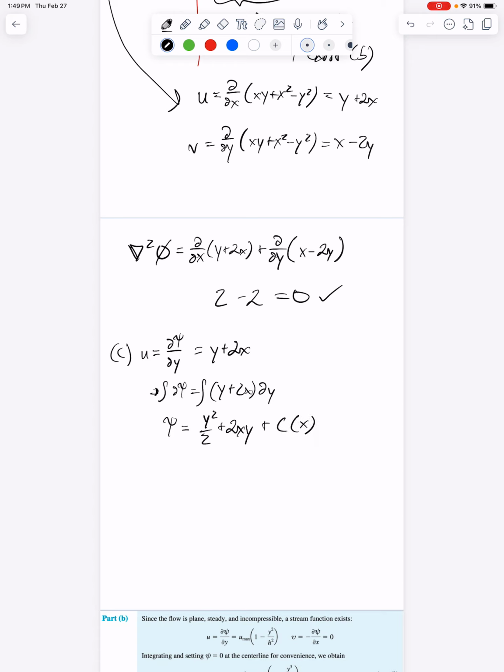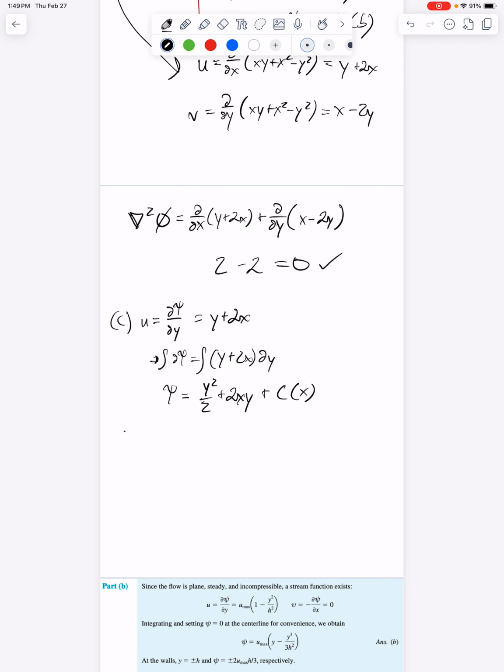Because once again, taking the y derivative of psi will return us back to u, because c of x derivatives with respect to y go away. So now we have the u component factored into our solution. But how about the v component? Let's factor the v component into our solution now.